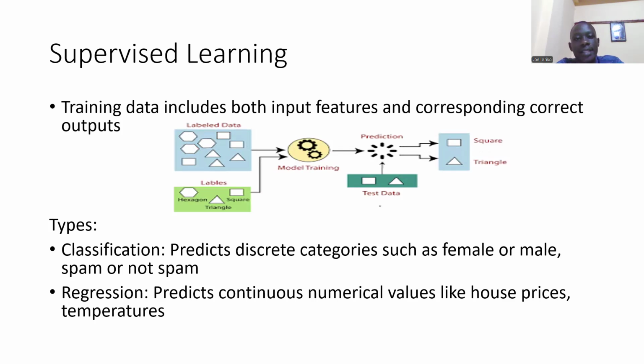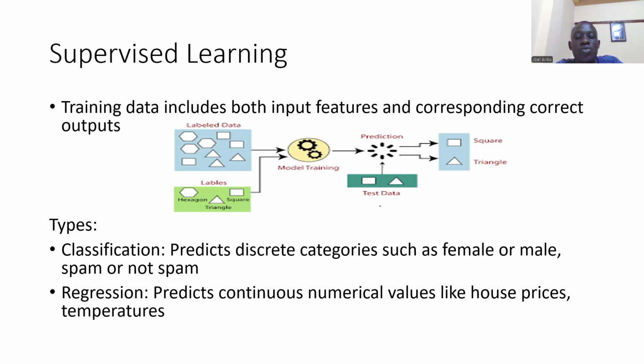As I said, it learns using labeled data. Therefore, the training data includes the input features and the corresponding correct outputs. As you see in the above image, it shows labeled data where we are seeing the hexagon, triangles, and rectangles. So we label the data. For example, the hexagon shape is a hexagon, a triangle, and a square, actually.